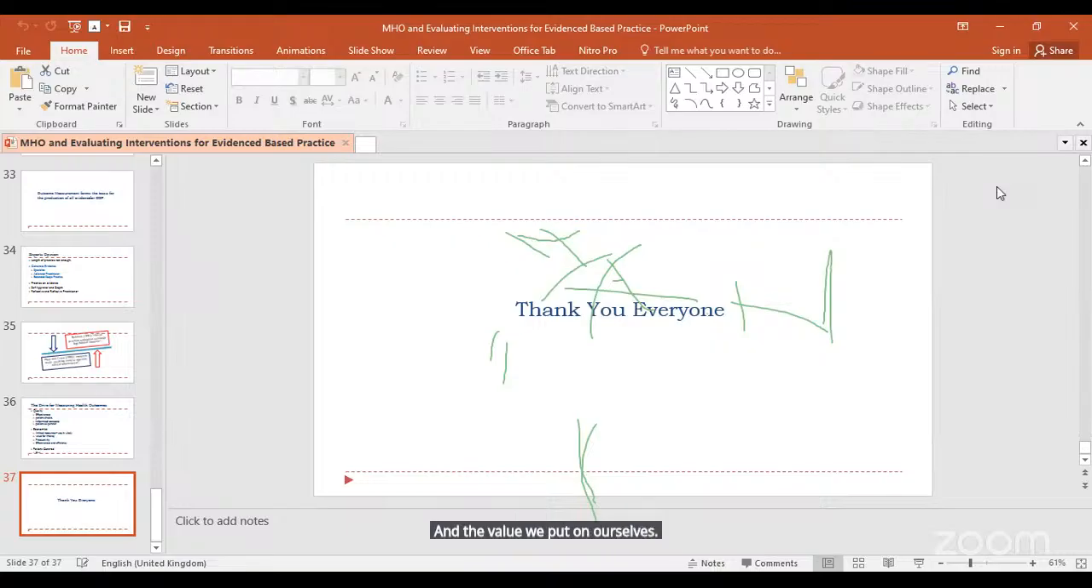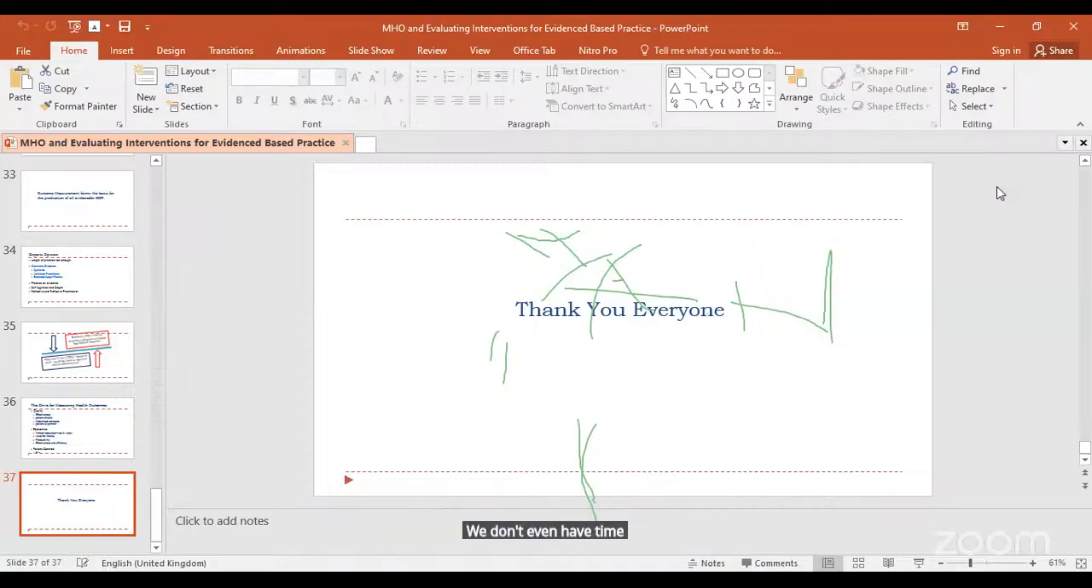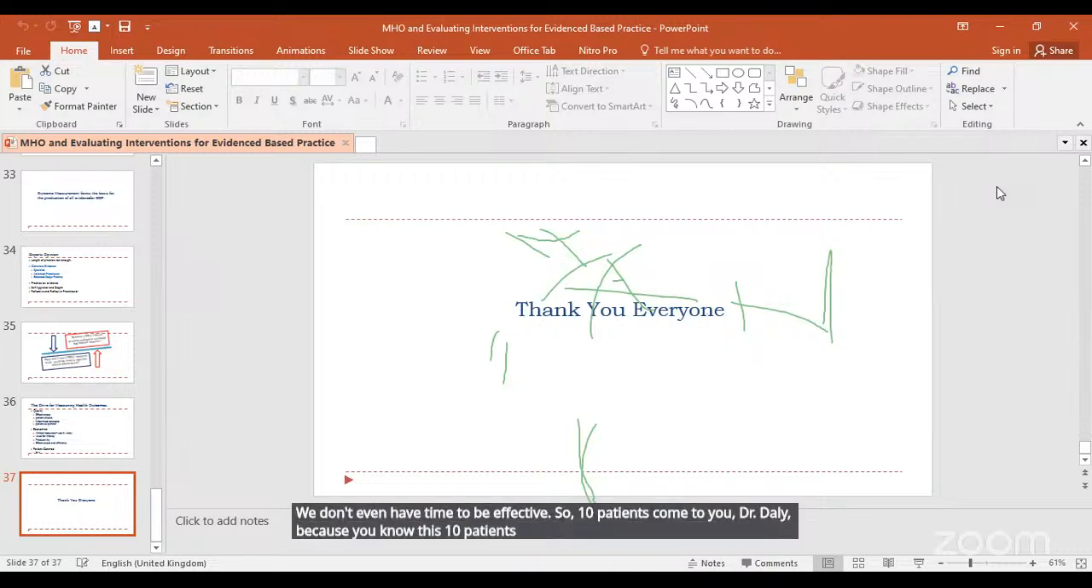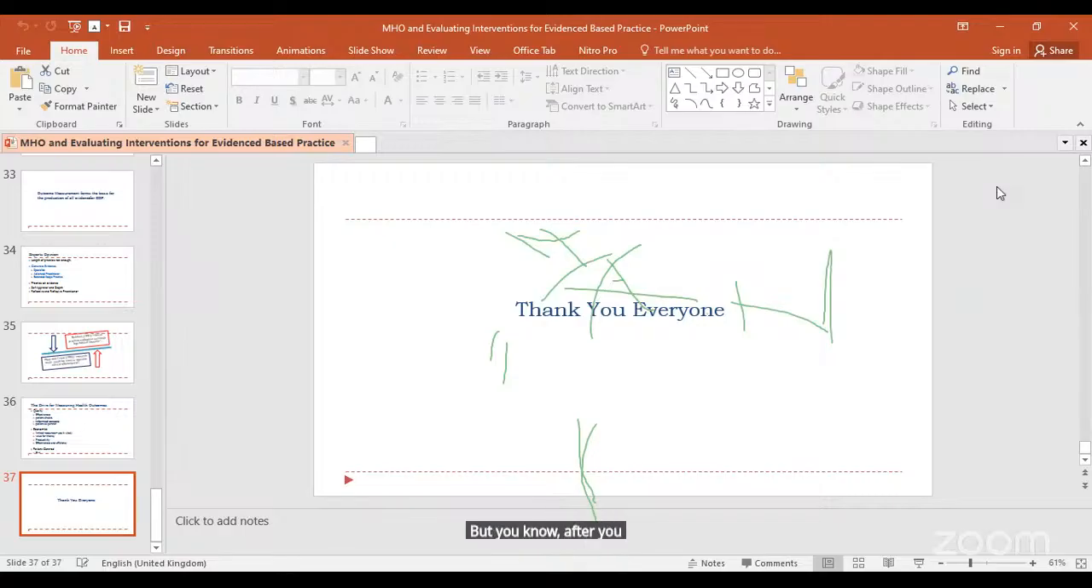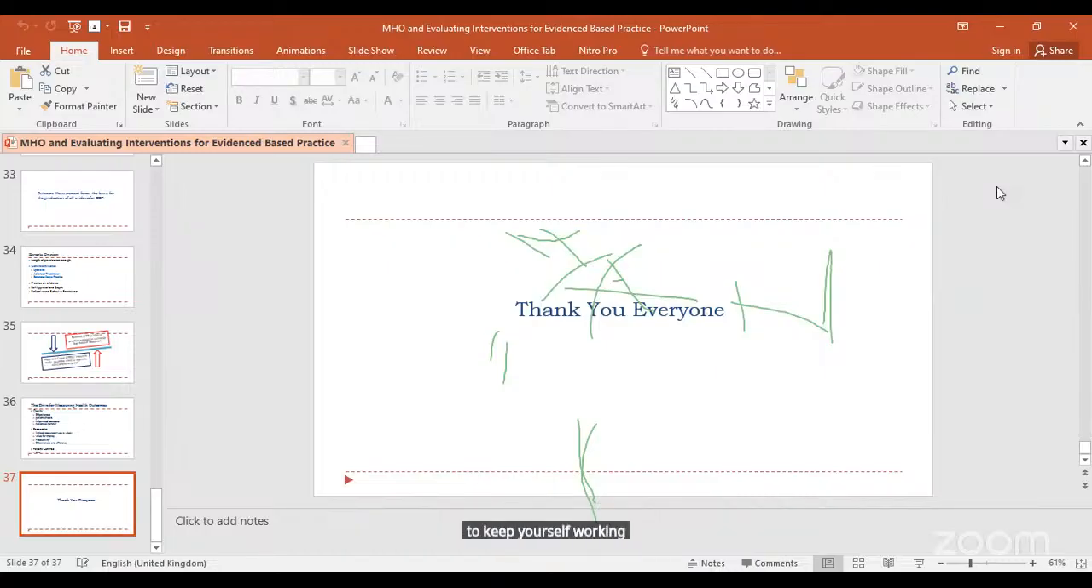We work ourselves to the point that we are almost like a slave. We don't even have time to be effective. So 10 patients come to you, Dr. David, you know these 10 patients wanted to see you, but after you see 3, the remaining 7, you are no longer effective. There is no reason to keep yourself working at that stage because you yourself know your productivity has declined.